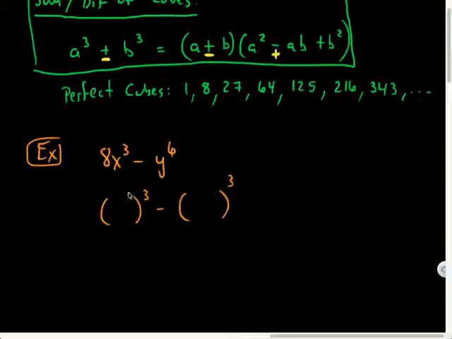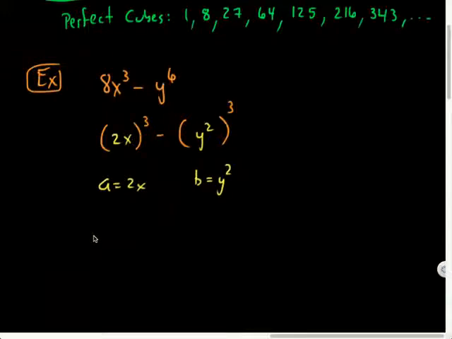Let's see. If you want, you could write it this way if you'd like. What cubed is 8? And what cubed is x cubed? Okay. How about the second term, though? Y squared cubed is y to the 6th. Craziness! Am I right? A equals 2x. B equals y squared. Let's just plug it into this pattern.